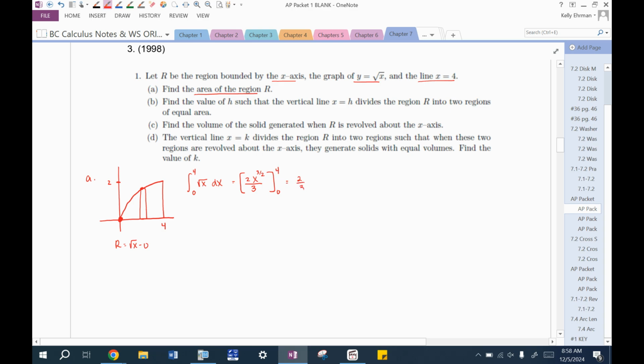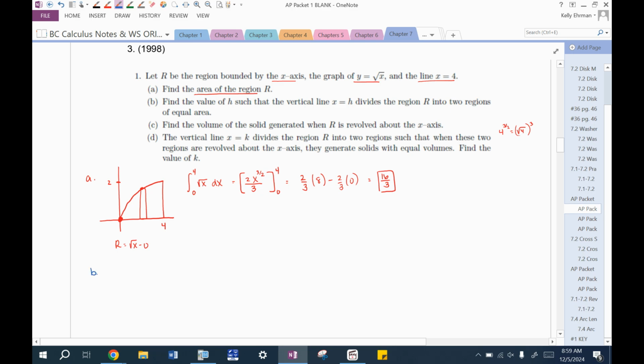I'm going to pull the 2/3 out here, well, I guess it doesn't matter. I'm putting a 0 in. If we were putting in a non-zero number, I would pull the 2/3 out. But it doesn't matter here because you're going to get 2/3 times 4 to the 3/2. So 4 to the 3/2, remember, that means square root of 4 raised to the third power. So that's 8. So 2/3 times 8 minus 2/3 times 0. You don't have to show that part, I just like doing it so I don't forget about it. So this is 16/3. All right, so that's part A.